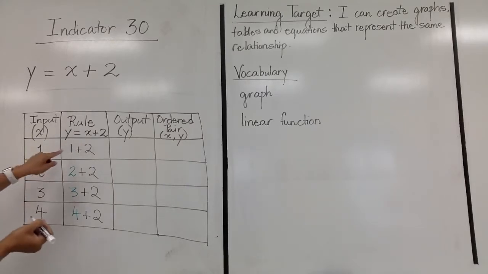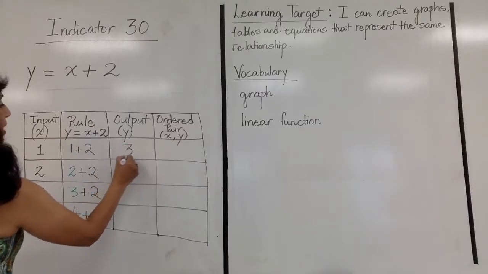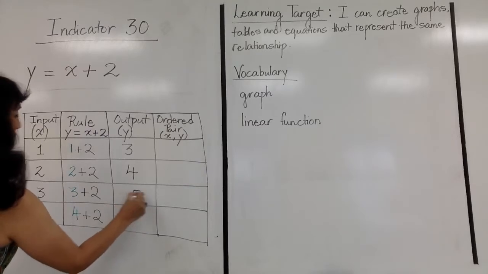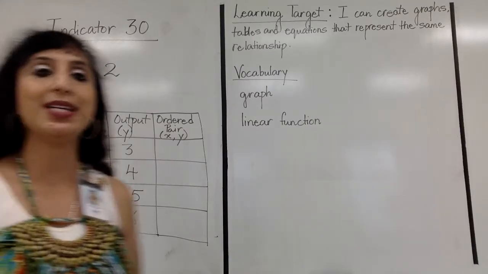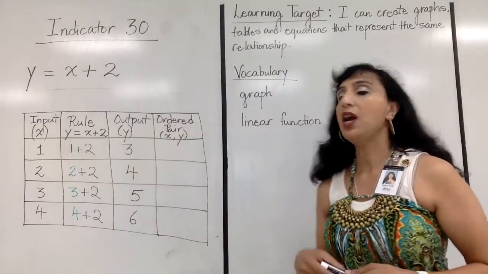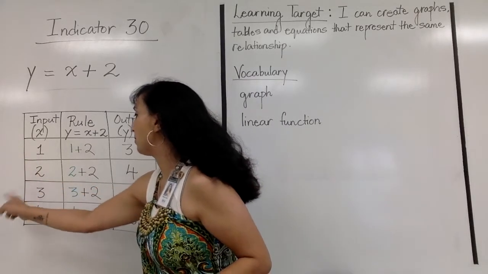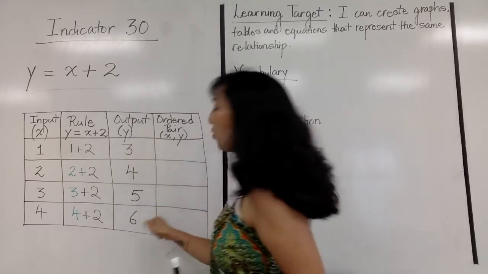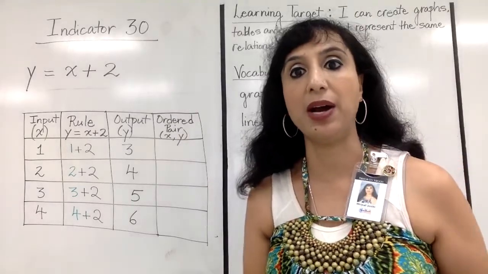Now, when I do 1 plus 2, I get y. So 1 plus 2 is 3. 2 plus 2 is 4. 3 plus 2 is 5. 4 plus 2 is 6. If I was describing the relationship between the independent and the dependent variable, I could easily see that as the independent variable increases by 1, the dependent variable also increases by 1.